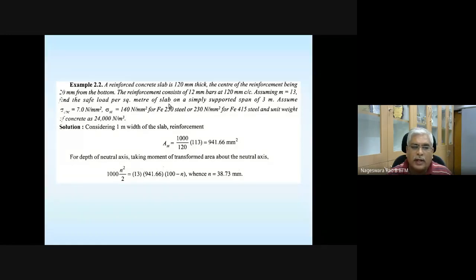Whenever you are asked to find the moment of resistance of the section, or the moment capacity of the section, or the load carrying capacity of the section, then you will be using the cracked section. And suppose instead of that, some moment is given, some amount of load is given to you, and you are asked to analyze for the stresses in concrete and steel, as is the case here.